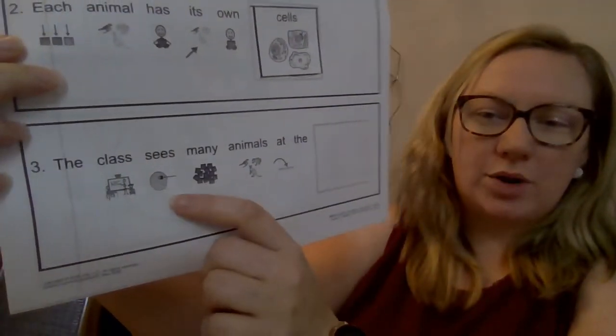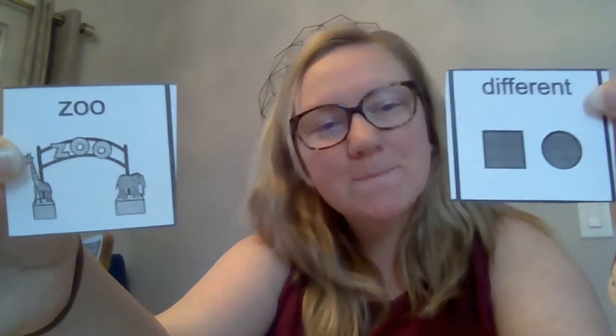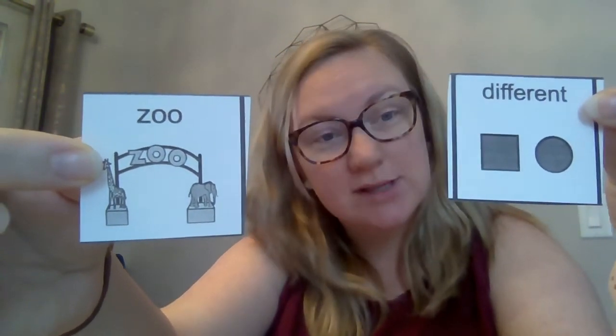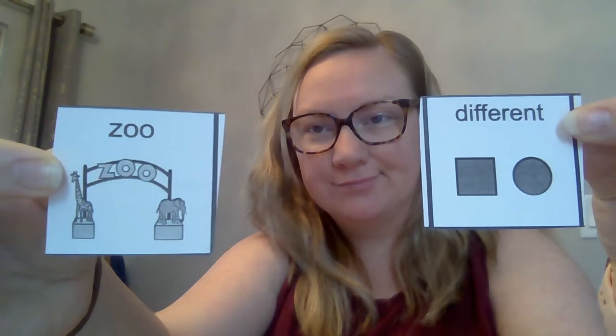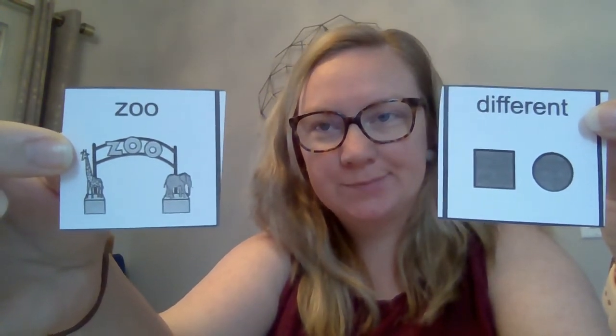Great job. All right, number 3. The class sees many animals at the zoo, or the class sees many different animals at the different. Where do animals live? Yeah, they live at the zoo. Great job. The class sees many animals at the zoo. Right. Many animals at the zoo. All right. Turn the page. We have 2 more questions.